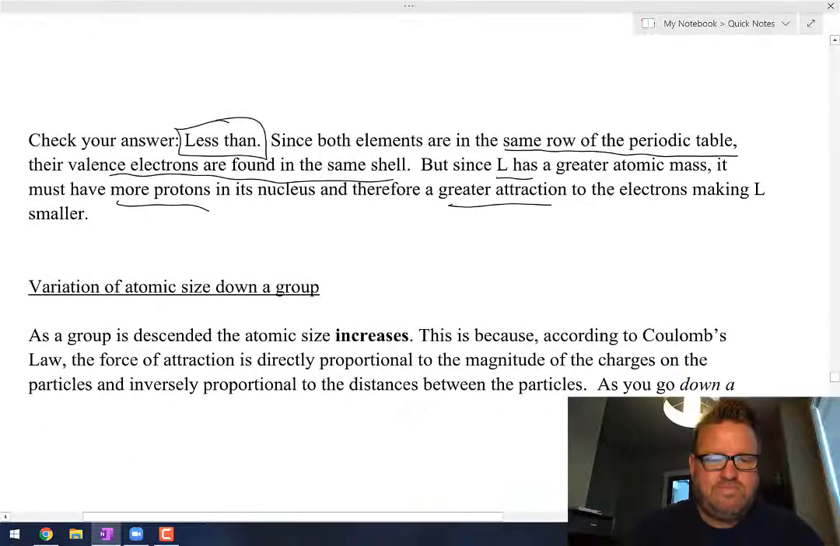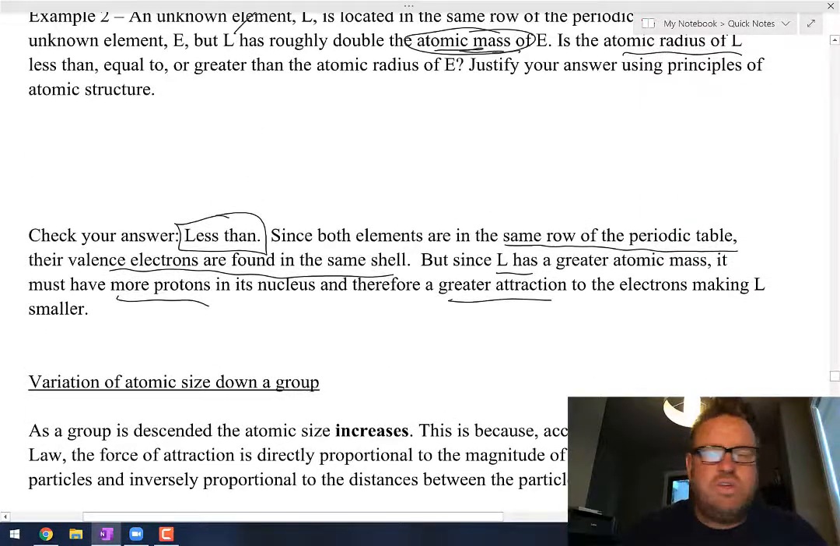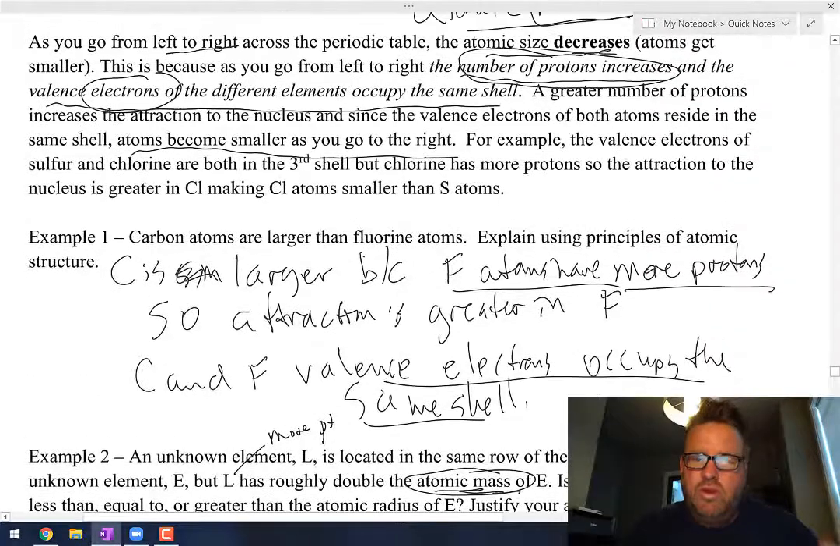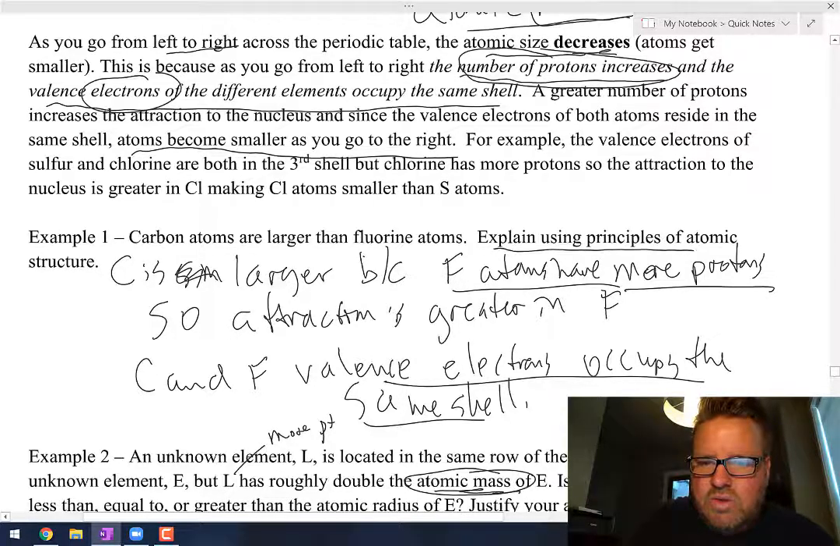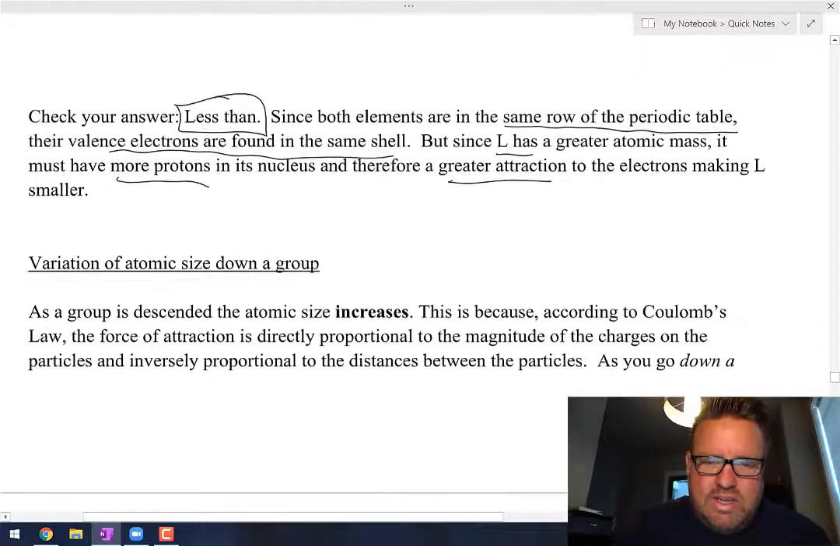Absolutely, yes. Okay, as you go, and again, remember, this is all just Coulomb's law. Remember that just like with ionization energy, you absolutely can refer to Coulomb's law when you do this. And they might even say, explain using principles of Coulomb's law rather than atomic structure.